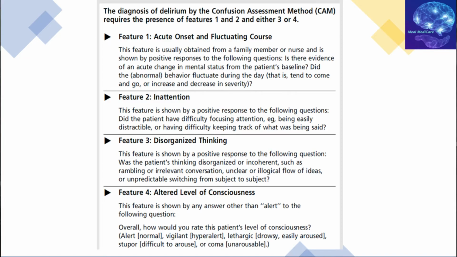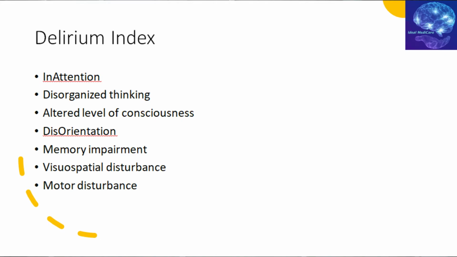And the next two are the optional features. It could be disorganized thinking, where they have an illogical flow of ideas, switching conversation from one topic to another, and unable to keep a sequenced conversation. And additionally, there could be an altered level of consciousness, which I'm going to discuss during our ICU assessment and otherwise as well. So the Delirium Index is a scale which is used for assessment of these patients.